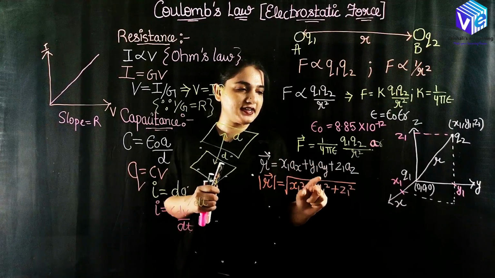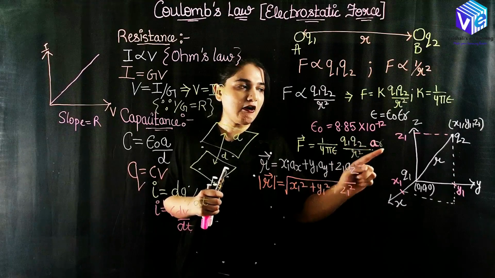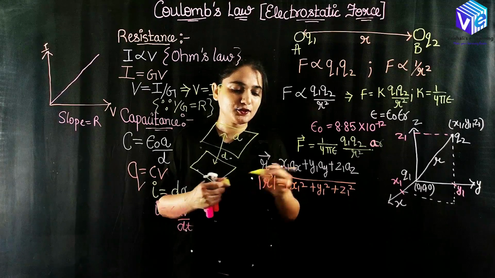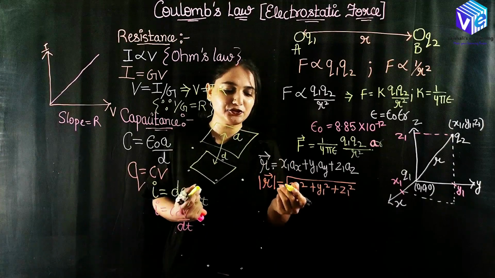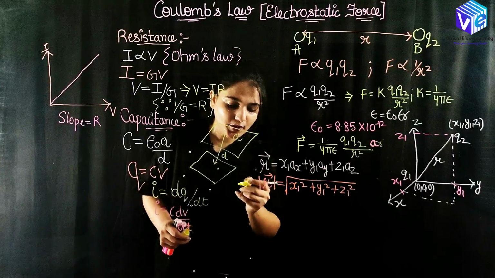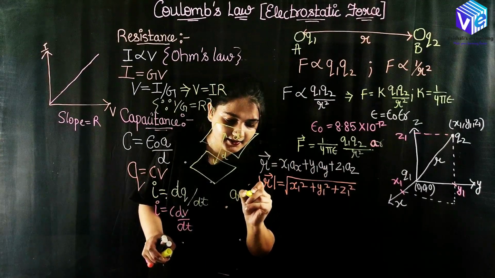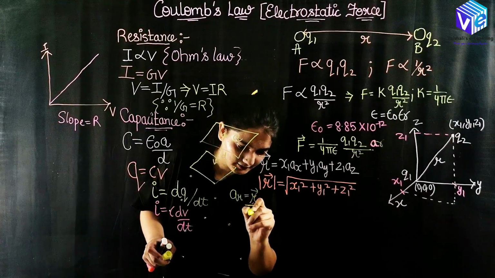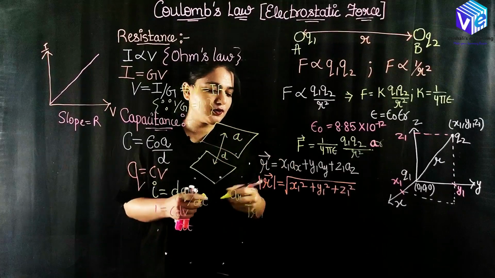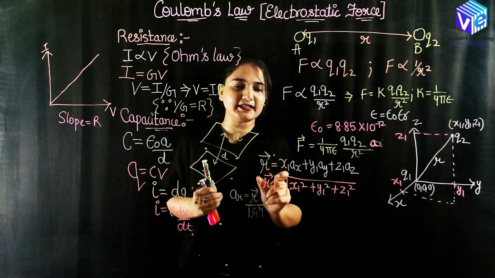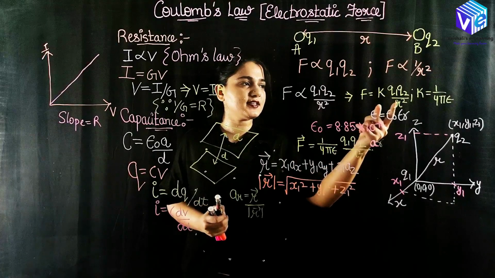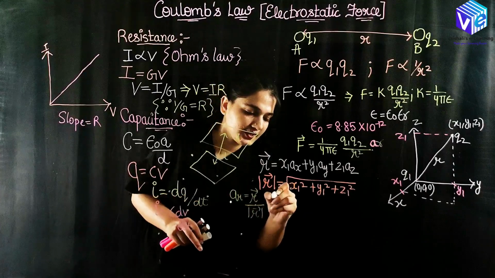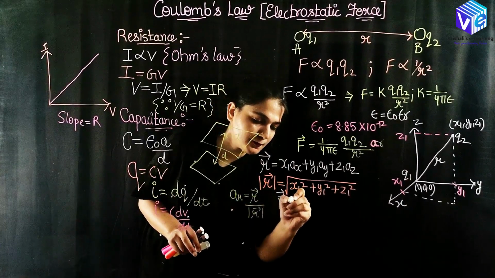Now if I need to find out the unit vector along r, so ar is the unit vector along r, what would it be? If I divide r by its magnitude, it will be the unit vector. So ar is represented as r vector upon magnitude of r. Now we know what is r vector, we know what is magnitude of r. We'll be putting it in this equation and we'll be finding out what is force.